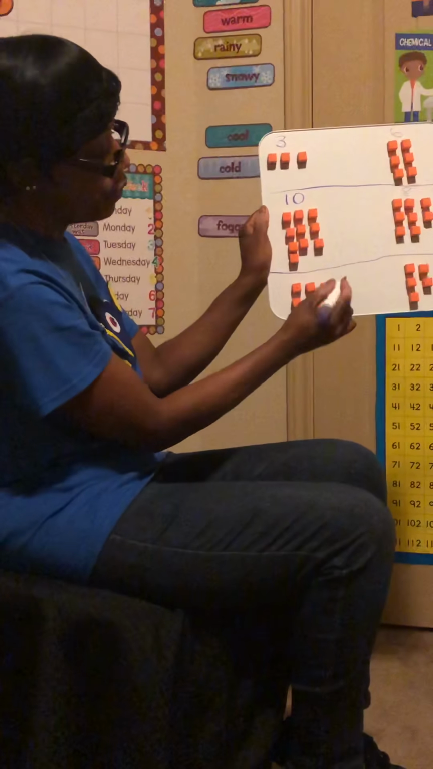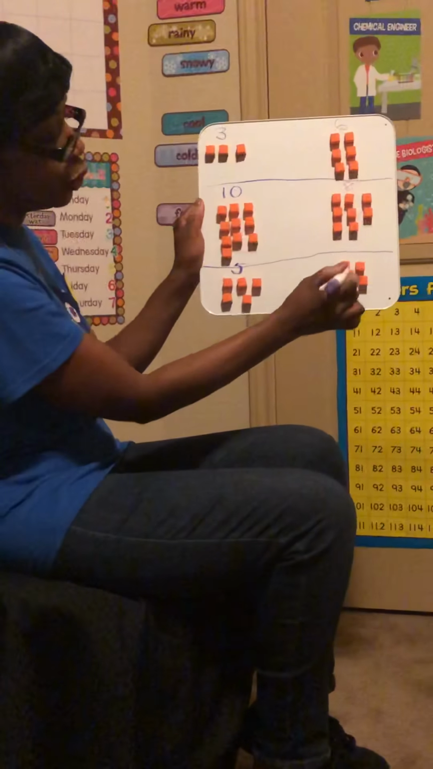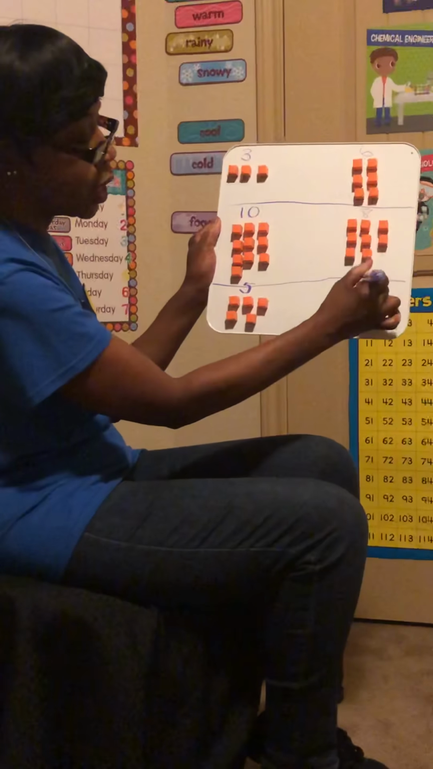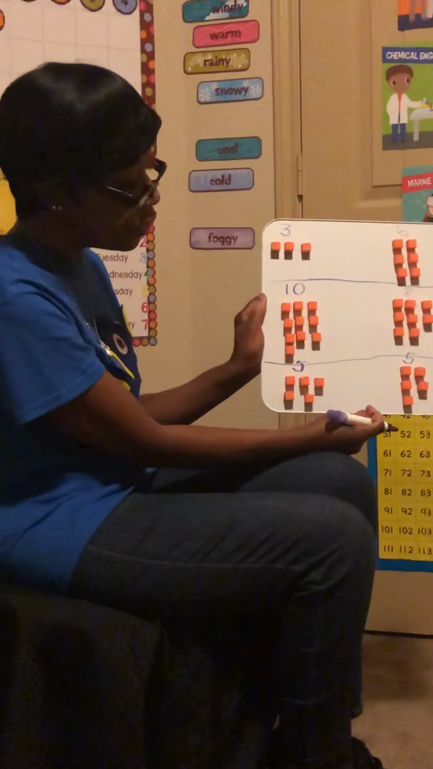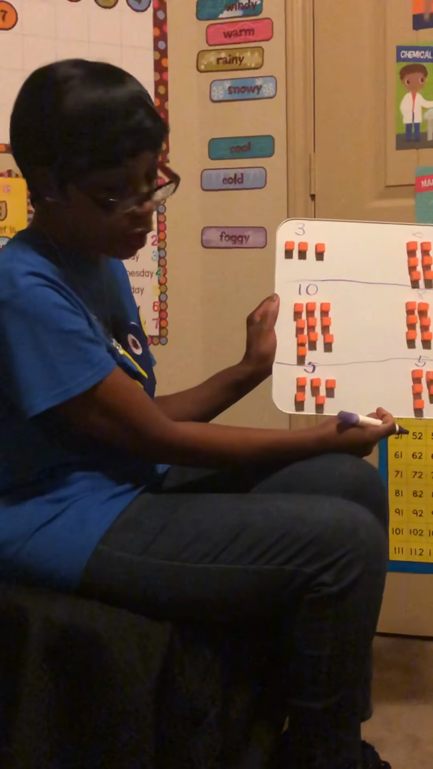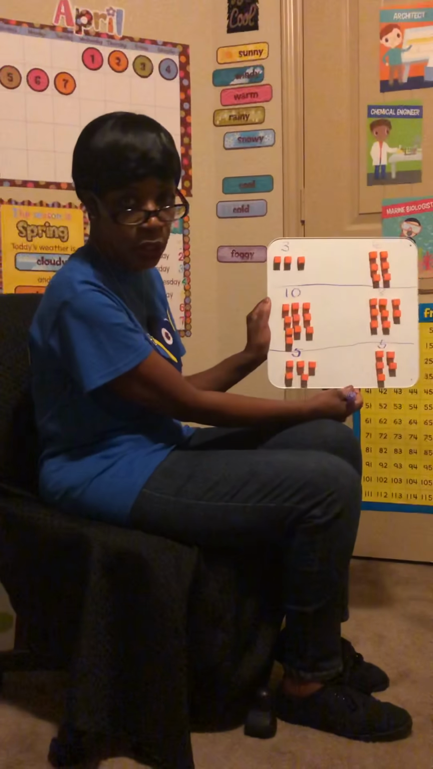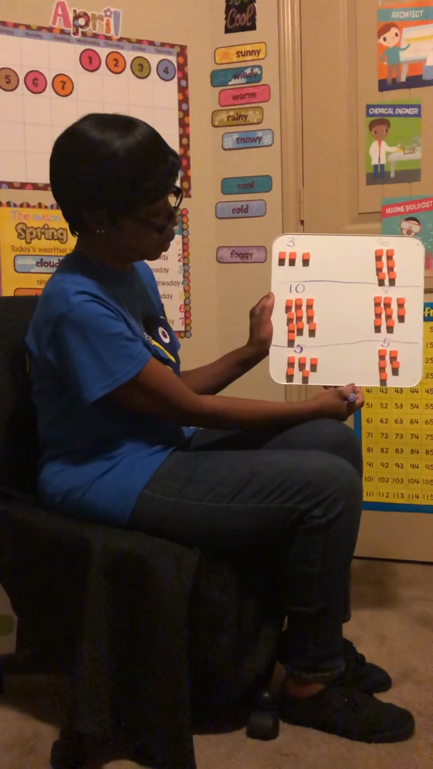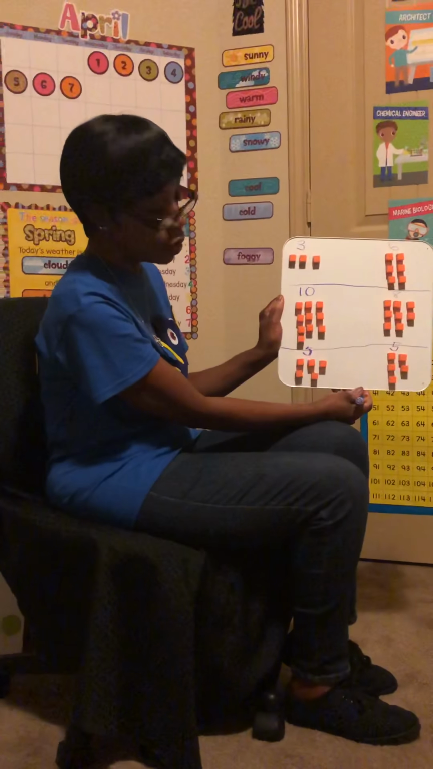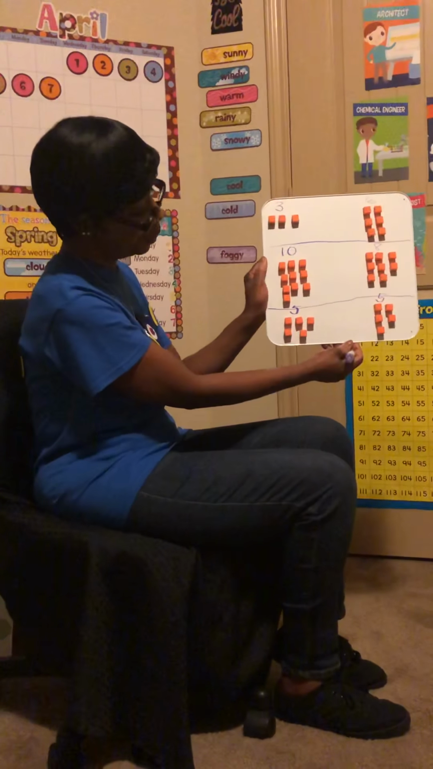2, 4, 5. Put a 5. And 2, 4, 5. Wait a minute. Guys, something's happened. What do you think has happened? Wow. I don't know. Can somebody help me? Kiasia, what do you think has happened? You don't know? What about you, Messiah? You want to tell us what happened?